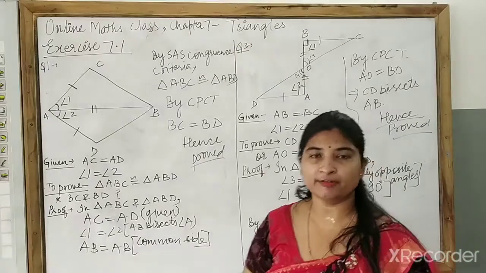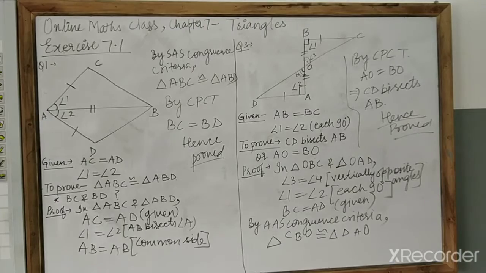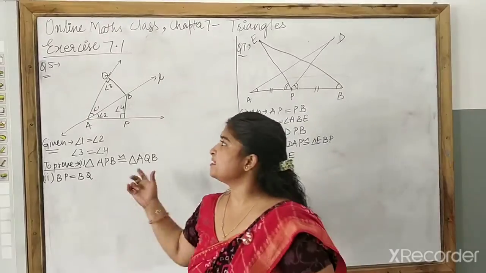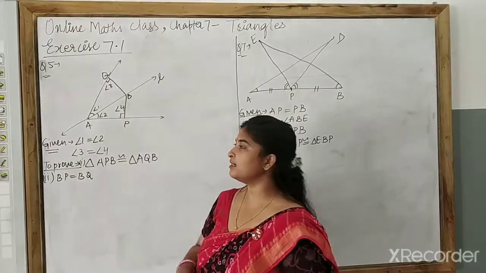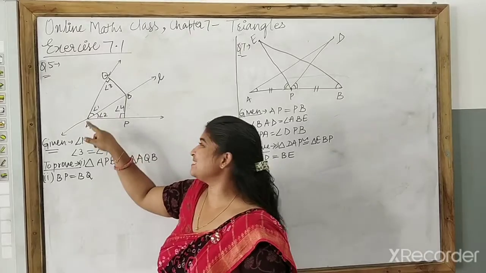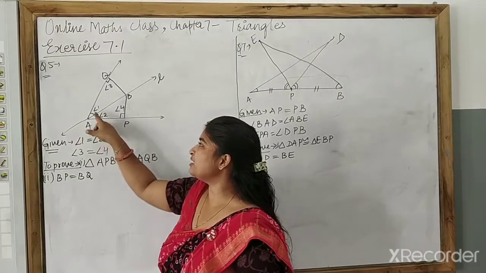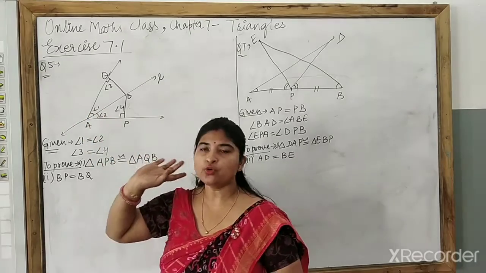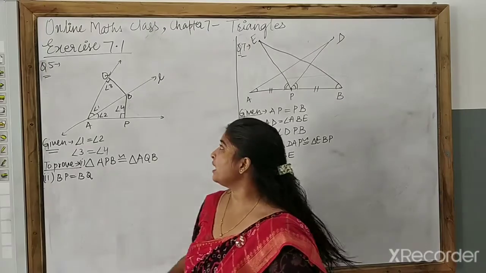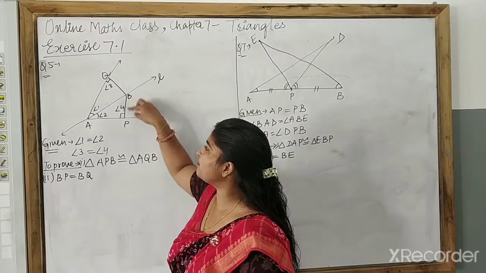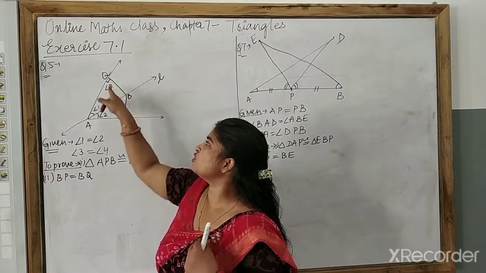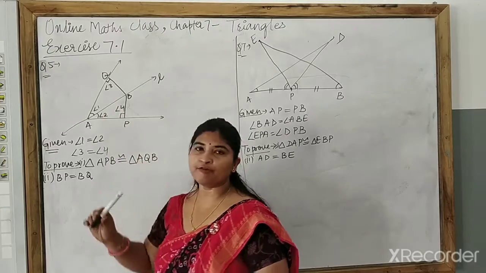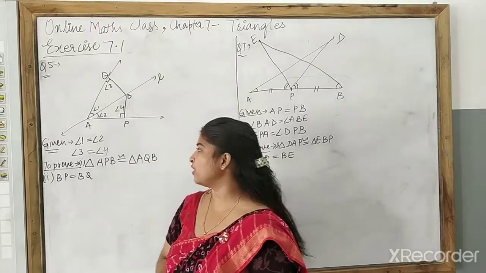Now we will see question number 5. You can see that they are saying this line L bisects angle A. So if it bisects angle A, I have named it as angle 1 and angle 2, so angle 1 and angle 2 will become equal. They also told you that BP is perpendicular on it and BQ is perpendicular on the given arms of angle A. So angle 3 and angle 4 are both 90 degrees, so they are equal.